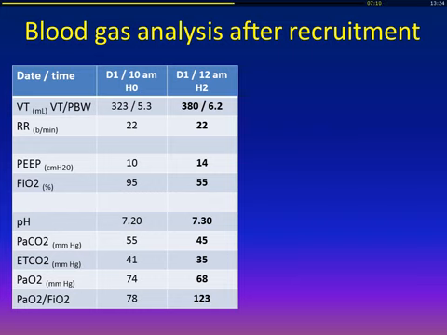Okay, so if we found that the optimal PEEP is 14, then we can go back to the settings and set the limits of PEEP between 14 as a minimum to 18, for example, as a maximum.